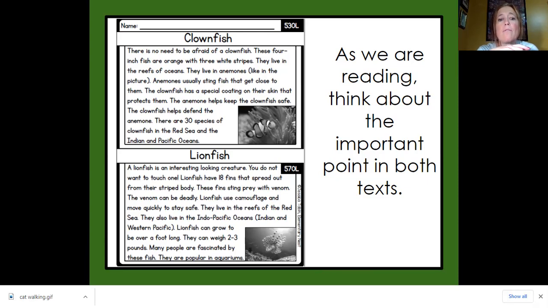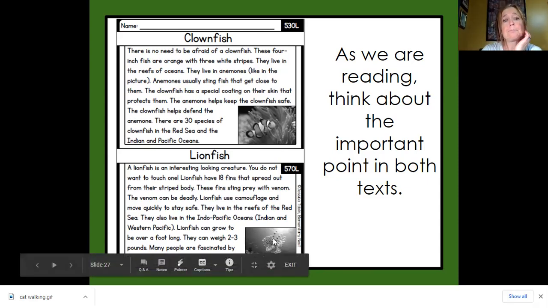Lionfish can grow to be over a foot long. They can weigh 2 to 3 pounds. Many people are fascinated by these fish. They are popular in aquariums. I don't know if I'd want to put a venomous fish in my aquarium, but they are very pretty if you look at the picture right down here.